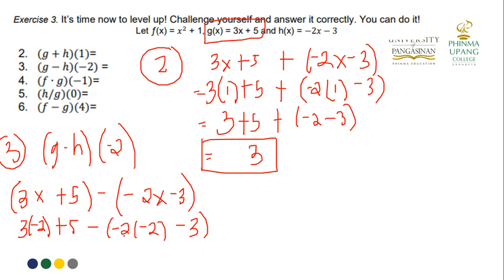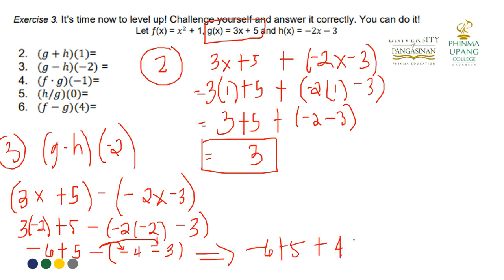This is negative 2. Unahin natin nasa loob. That is negative 4. Tapos, minus 3. And this is negative 6 plus 5 minus. So, don't forget to distribute the negative sign. So, this is negative 6 plus 5 plus 4 plus 3. So, what is the final answer po?